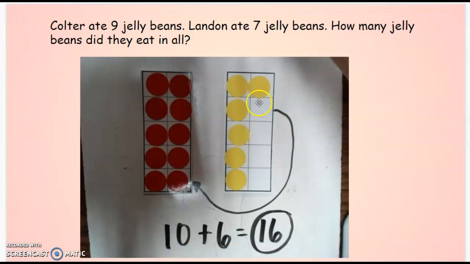I took 1 away from here. Remember I had 7. I took 1 away and gave it to this tens frame. And now I have 10, which is easy to work with. 10 plus 6 is 16. Now I know it says 9 plus 7, but remember we took 1 from the 7 and gave it to the 9 to make it a 10. So we have 10 plus 6 is 16.